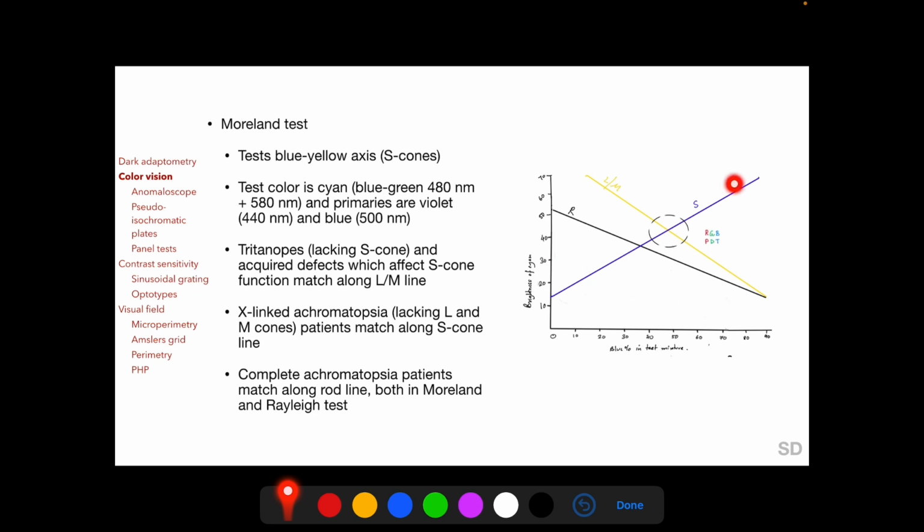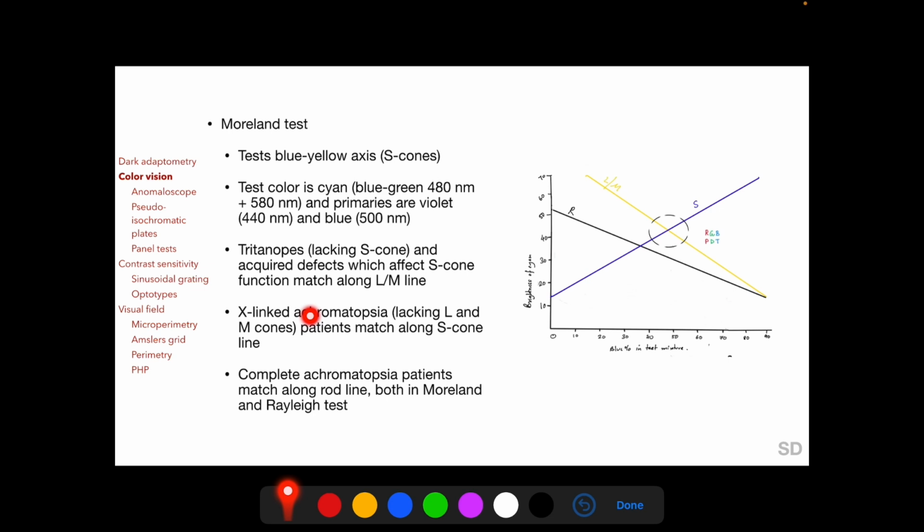The Moreland chart has two lines, the S line and the LM line, and tritanopes who lack S cones and patients with acquired macular defects in whom the S cones are preferentially affected match the brightness of the test cyan color along the LM line.